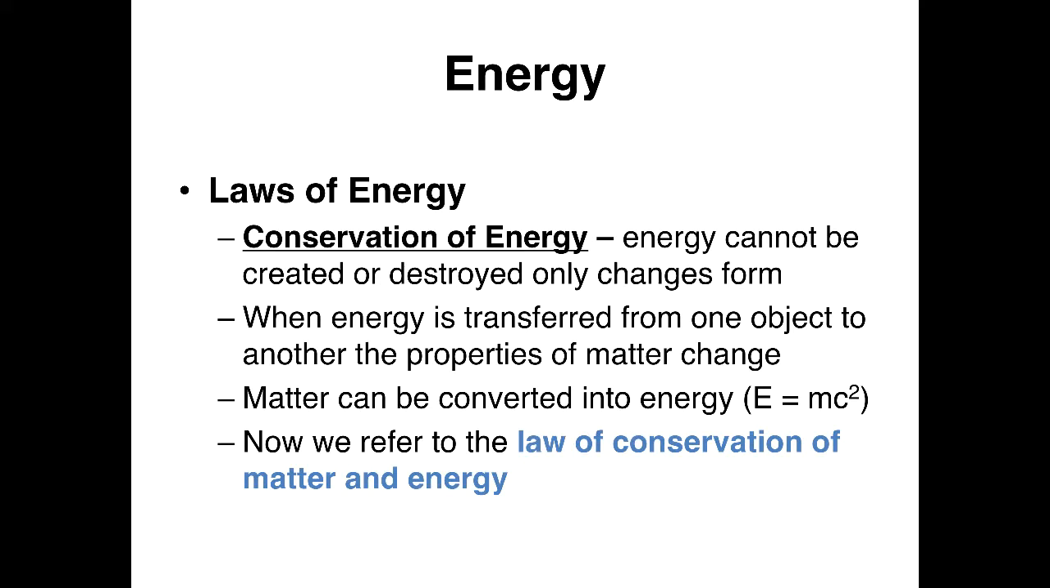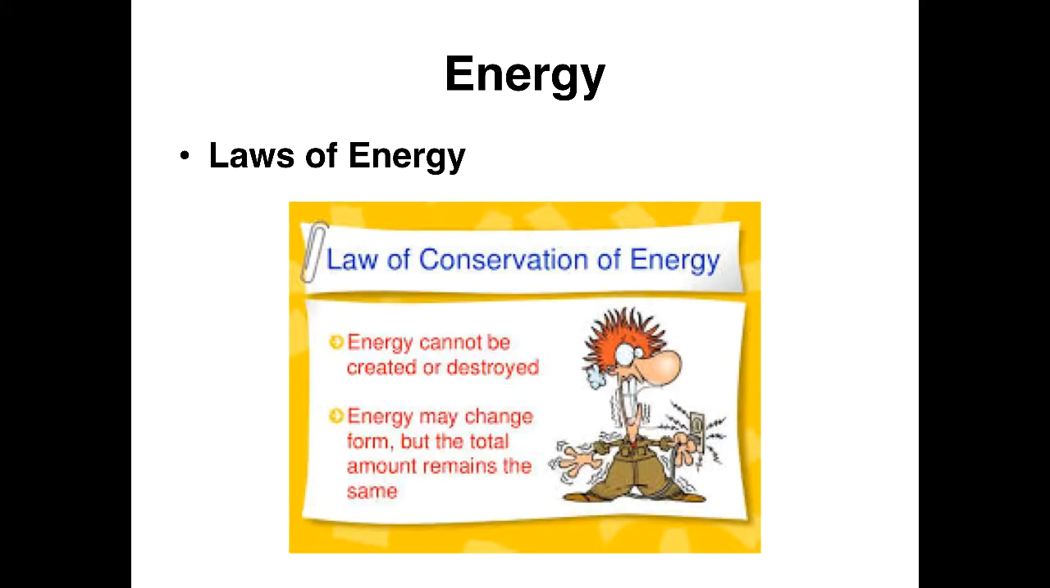Now, because of this new idea that matter can be converted into energy, we have to revise our law of conservation and say that we are now talking about the law of conservation of energy and matter, or matter and energy. And so if matter is lost, obviously energy would increase, but then there's a conservation if you take both the matter and the energy into account. But for the purposes of this class, I would focus on the idea that energy cannot be created or destroyed. So, energy cannot be created or destroyed. However, energy can change form. But because it cannot be created or destroyed, the total amount of energy has to remain the same.